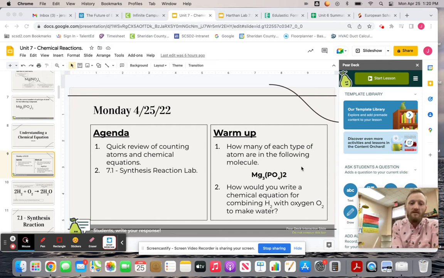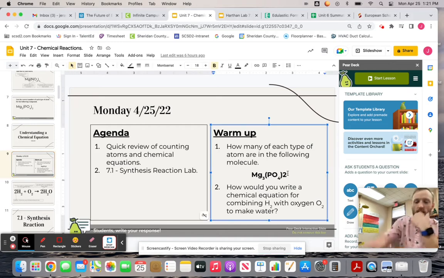So we started off the day with a warm-up question, and it is about making sure we can identify the number of atoms in a molecule. If you were here last week, you remember we use our subscript to help us identify the number of atoms that we have. This is supposed to be a subscript 2. So in this case, we'd have 3 magnesiums, because it says there.